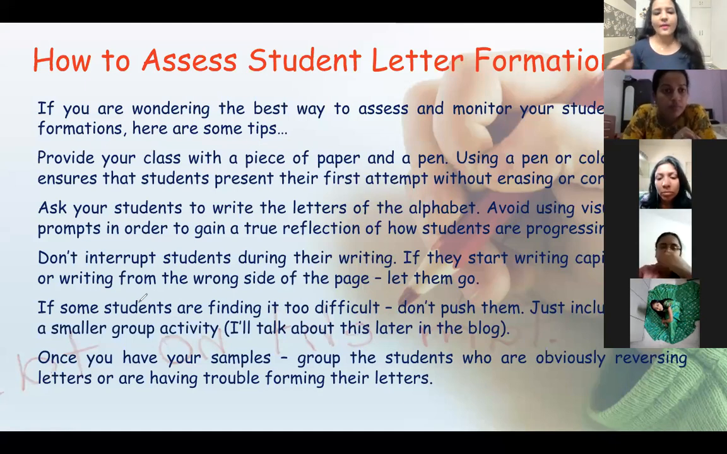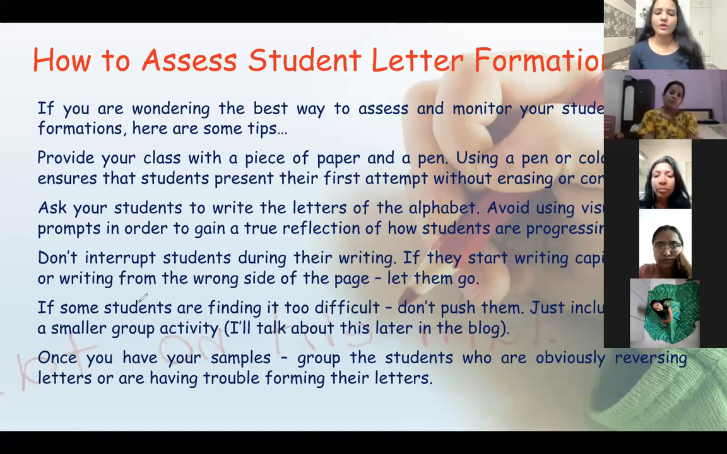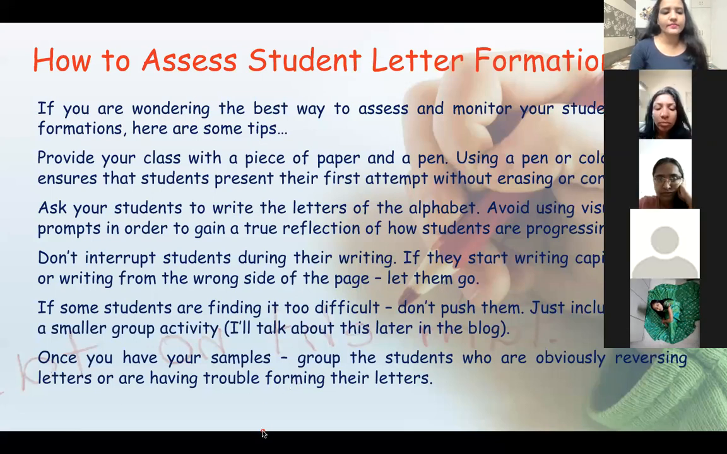If they start writing capital letters or writing from the wrong side of the page, let them do it. Whatever they are doing, let them do it. If some students are finding it too difficult, don't push them. अगर उनको बहुत मुश्किल लग रहा है, okay, so don't push them, keep it easy. Just include them in a smaller group or activity. So we will see how we'll talk about it later as well.